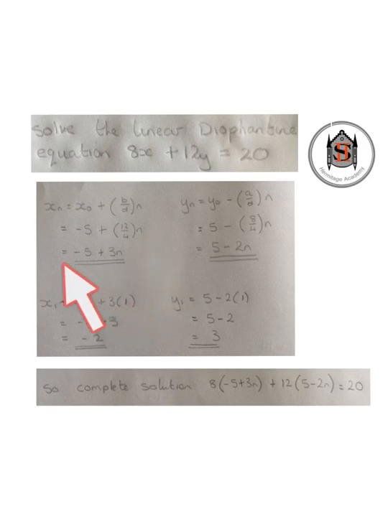which means my general solution for x is minus 5 plus 3n. My general solution for y, subbing into the formula, is 5 minus 8 over 4 times n, which gives me 5 minus 2n. This means that I can use these formulas to find many more solutions for x and y, which satisfy my Diophantine equation 8x + 12y = 20.